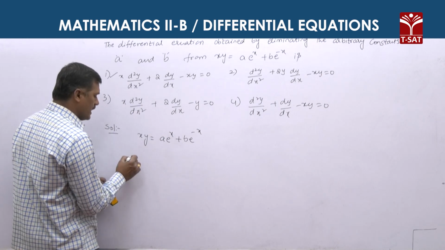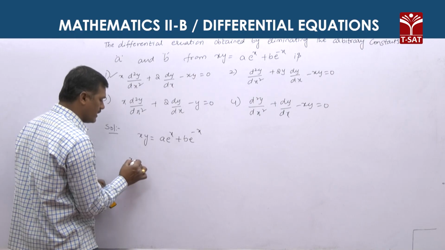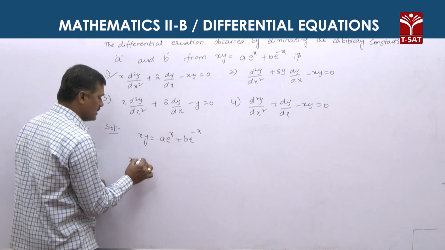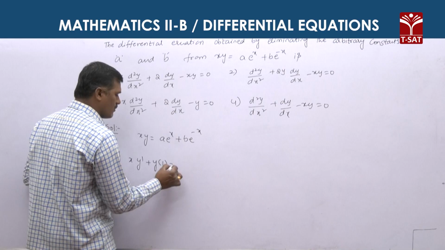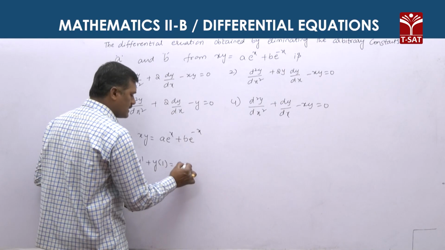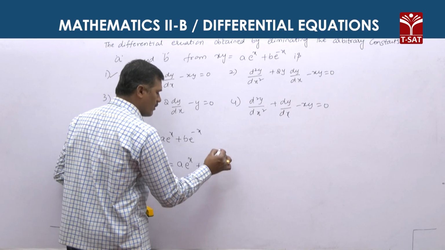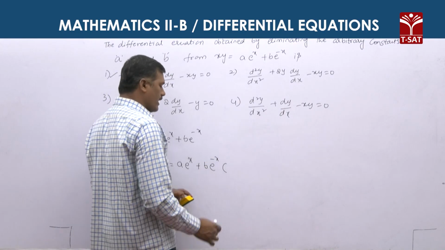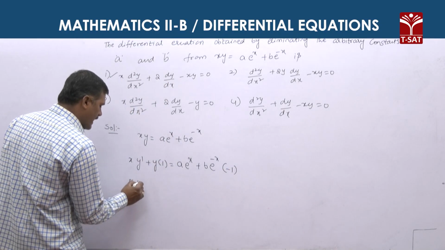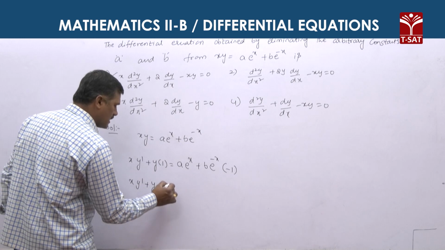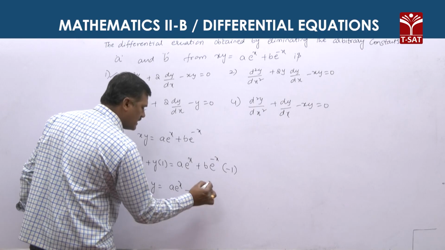Now applying the UV rule on the left side, product of two functions: first function into derivative of second function, y dash, plus y into derivative of first function, which is 1, is equal to a into e power x, derivative e power x, plus b into e power minus x, derivative e power minus x into again derivative of minus x, which gives minus 1. Now x into y dash plus y into 1, that is y, is equal to a e power x minus b e power minus x.